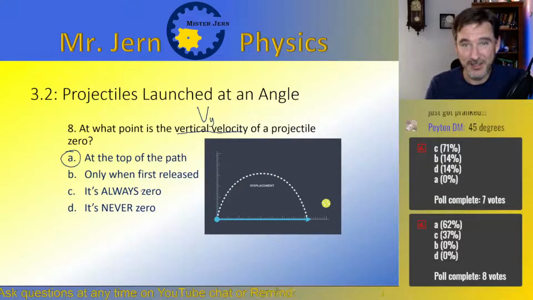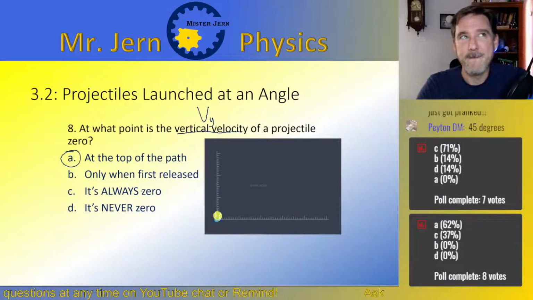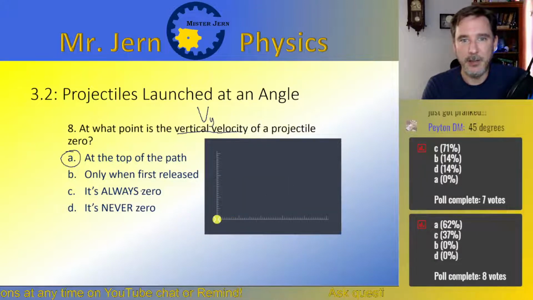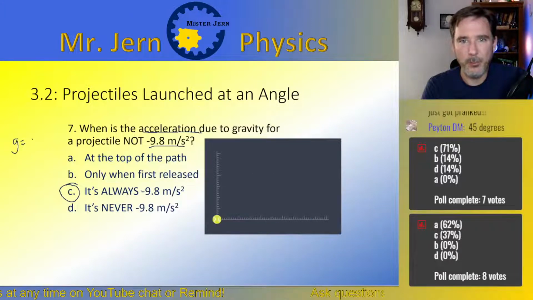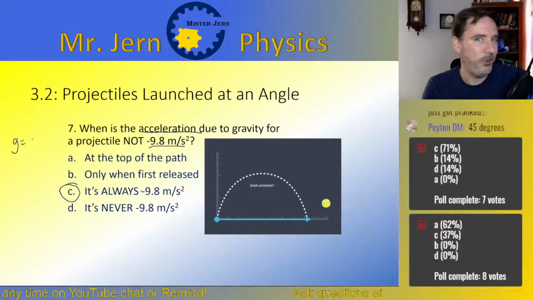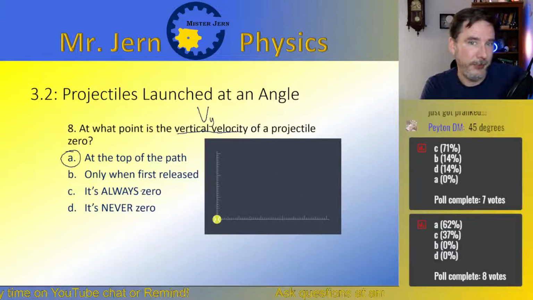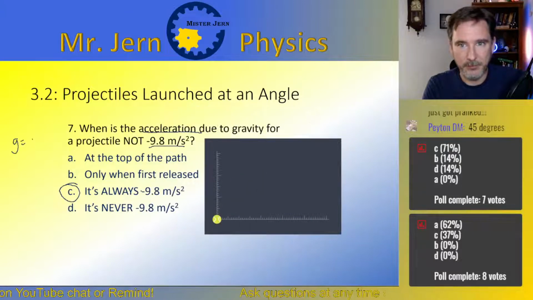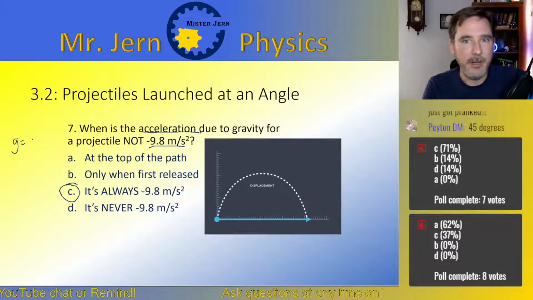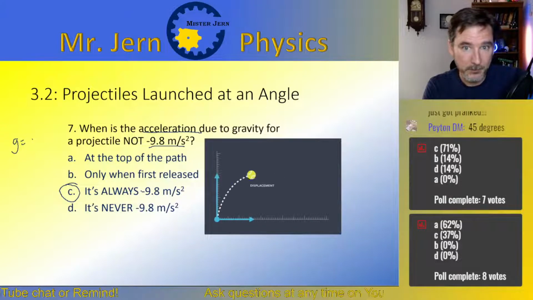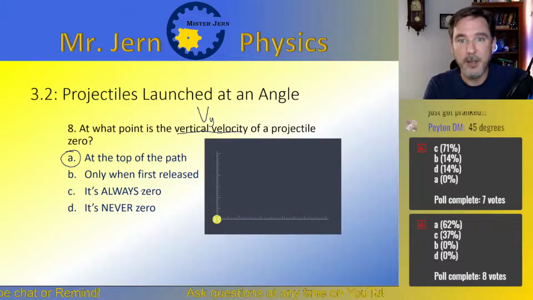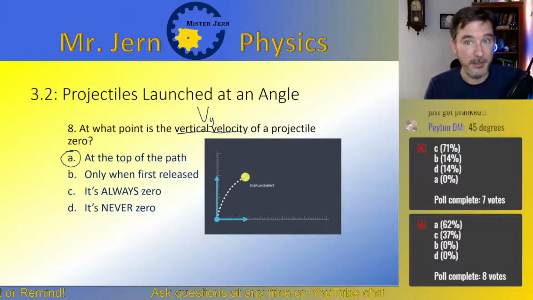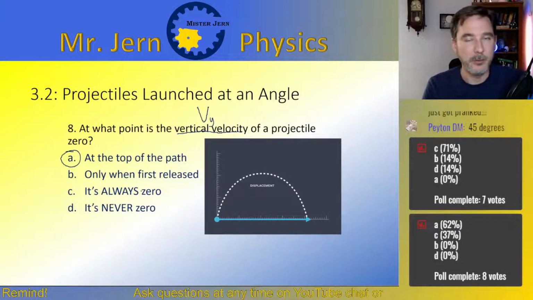Did you see what I mean? Pause a second on questions like this and the previous one. There's basically one key word that's different. In question 7, I asked, when is the acceleration due to gravity not negative 9.8? In this one it's the same basic question, but now I'm asking about something else. The first one was about acceleration. This one's about vertical velocity.